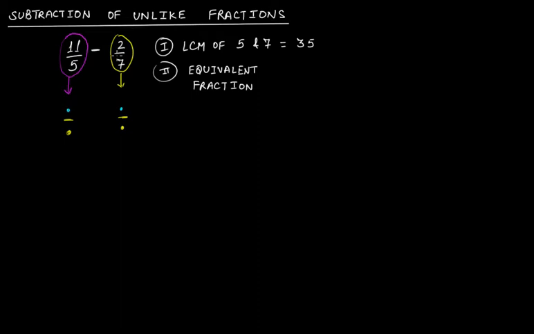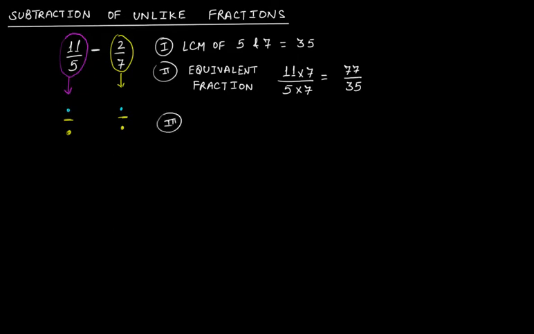of 11 by 5 in a way that the denominator is 35. So in order to make the denominator 35, I'll have to multiply it with 7. 5 times 7 will make it 35. Since we have multiplied our denominator with 7, we'll have to multiply the numerator also with 7. That will make it 77 by 35.